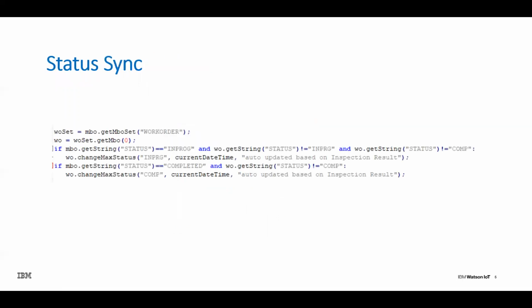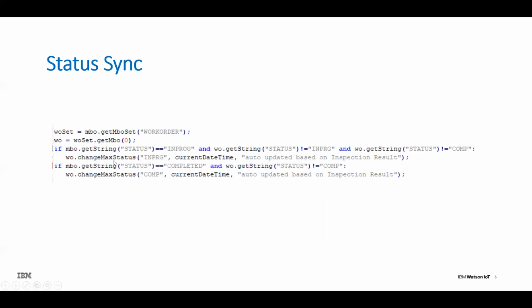The script content itself is quite simple. We have mainly two pieces inside this script. One is the piece to sync the status. There is an out-of-the-box relationship between the inspection result and the work order called WORKORDER. Since it's running under the inspection result object, I'm just checking if my current inspection status is in progress and the work order status is not in progress and is not completed, and just changing the work order status to in progress.